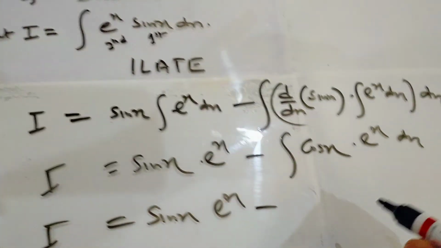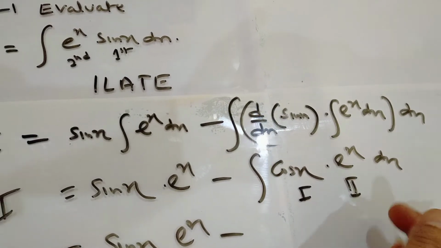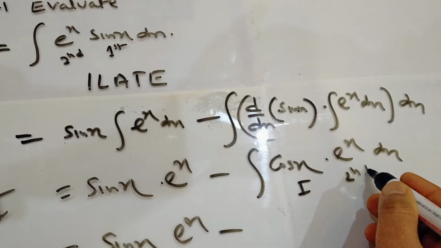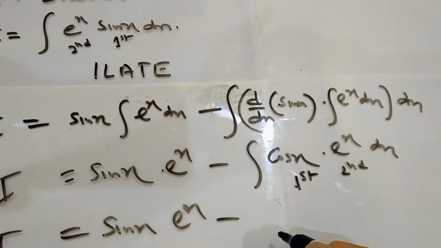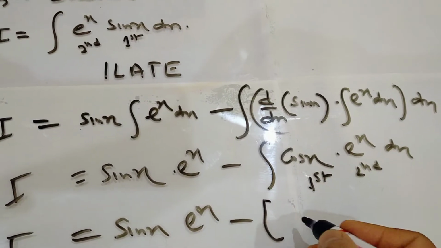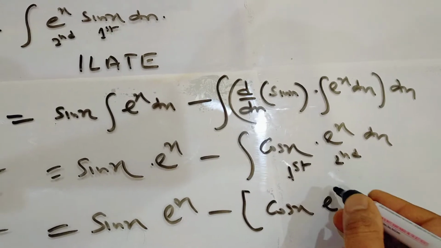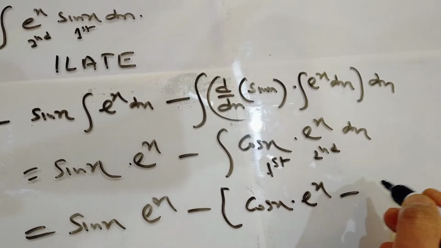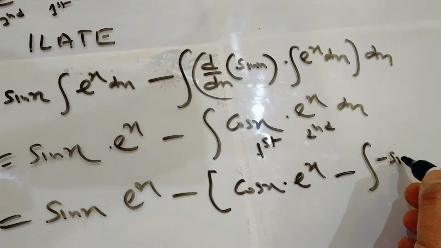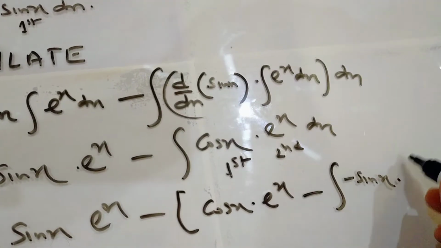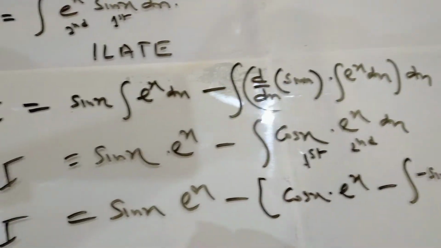If you apply by parts over here, this is again the first function and this is the second function. So first function as it is, the integration of the second, e raised to the power x, is e raised to the power x itself, so directly write it. Minus the integration of the differentiation of the first: the differentiation of cos x is minus sin x, you can write that directly too. Then the integration of e raised to the power x is e raised to the power x, dx. Okay, the bracket is closed.